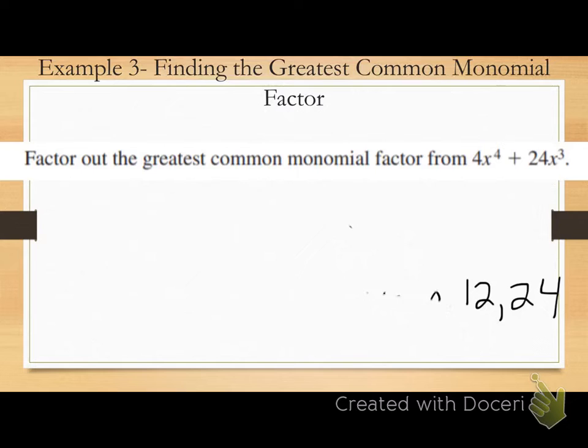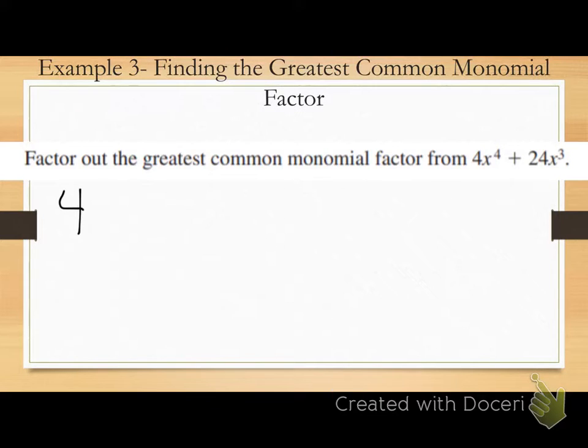So I'm factoring out a 4. Now I've got to look at the variables. How many terms do we have here? 2. So in my first term, how many x's do I have? 4. It's x to the fourth, right? Okay, in my second term, how many x's do I have? 3, because it's x to the third, right? So how many x's do those two terms have in common? At least how many do they both have? 3. Right? They both have at least 3, right?